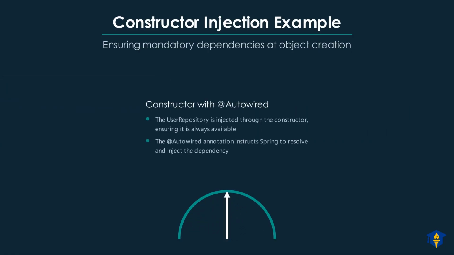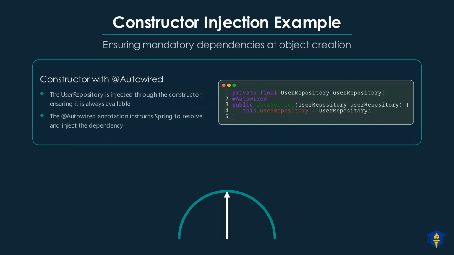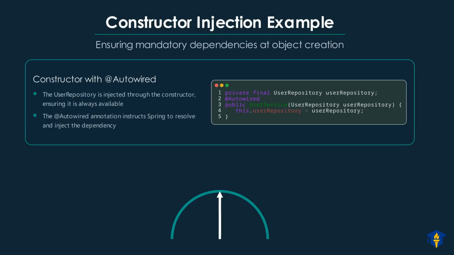Next, let's examine how the constructor is used with @Autowired for dependency injection. The UserRepository is injected directly into the constructor, making it consistently available. The @Autowired annotation tells Spring to handle this injection. This code snippet shows the UserRepository being injected via the constructor, ensuring its presence.